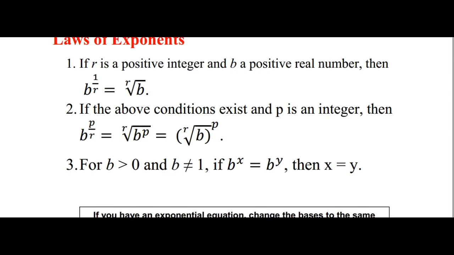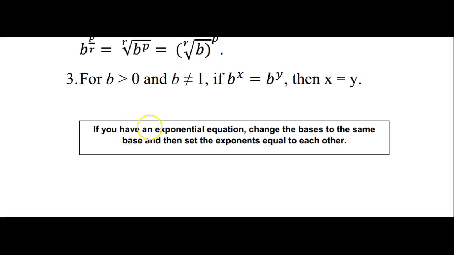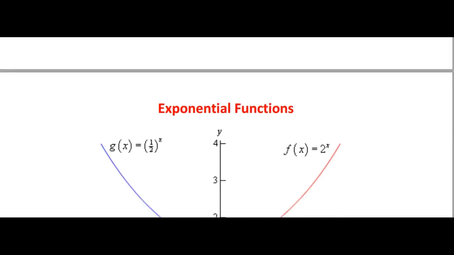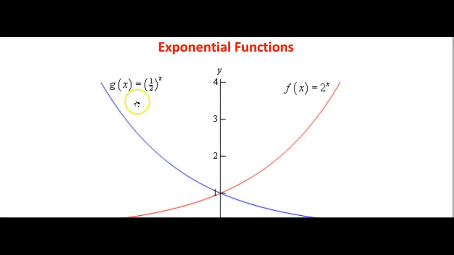Okay. Another rule for b greater than 0: if b to the power x is equal to b to the power y, then x equals y. Which is saying that if two different powers have the same base, then their exponents must equal each other. So that's how we solve an exponential equation. If you have any exponential equation, just change the bases to be the same, then set the exponents equal to each other and solve.